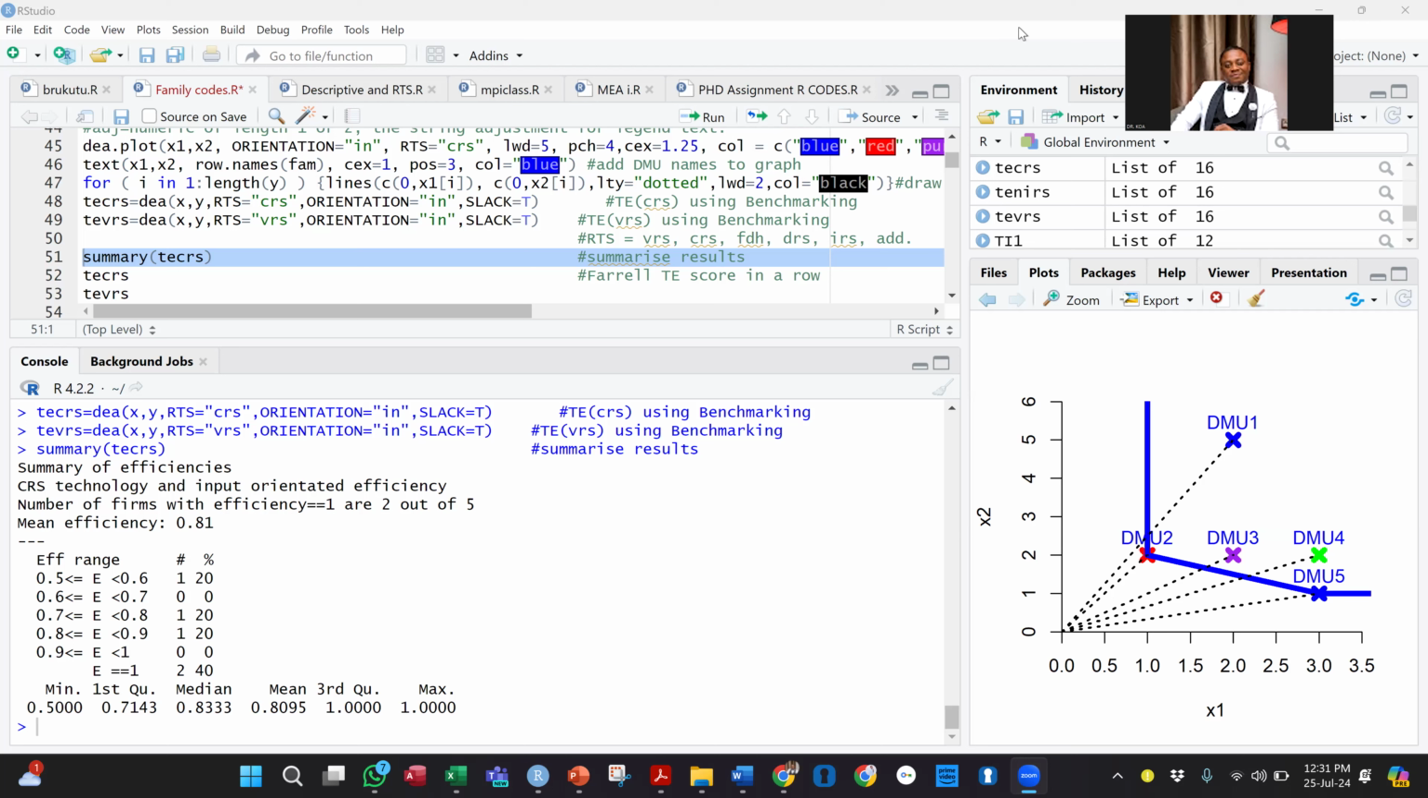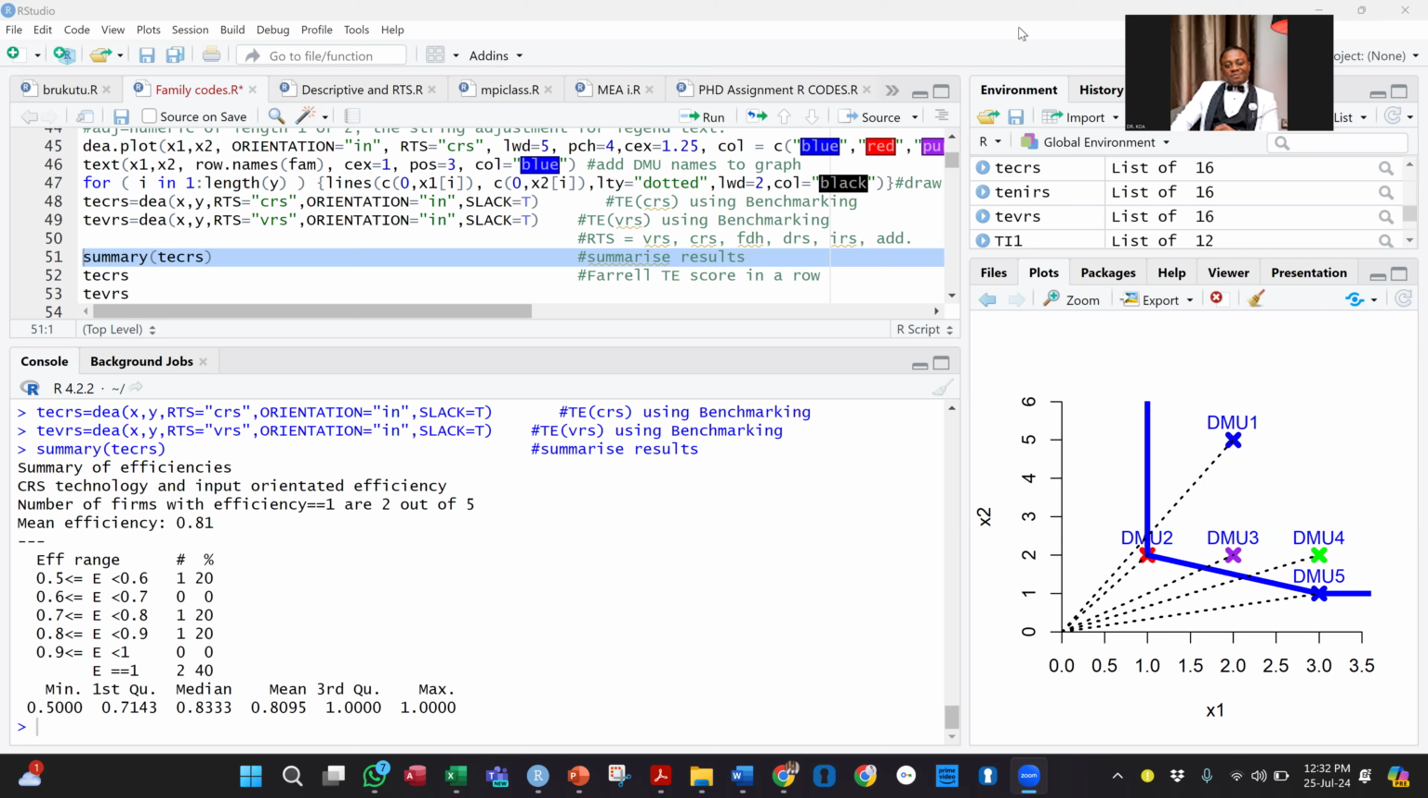Somebody would say that that's how it is in most African countries. Some become too rich and some become too poor. After all, you should be rich and poor, but too rich, too poor. And in such a case, you cannot run it using constant returns to scale. The evidence is there for you to use variable returns to scale.